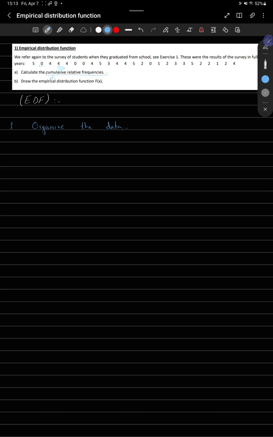So how many zeros we have? We have 1, 2, 3, 4. We have 4 zeros, 4 times. And then how many ones we have? If you look, we have 1 here and 1 here. We have 2 times 1. Then we will look how many times we have 2 here. 1, 2, 3, 4, 5. We have 5 times.